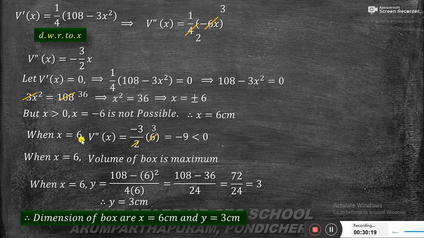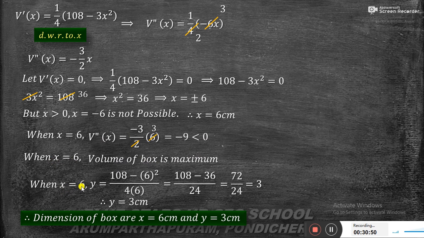So when x = 6 centimeter, I substitute in V''(x). V''(x) = -3/2 x, and the x value is 6, so -3/2 into 6. 6 by 2 is 3, minus 3 into 3 is minus 9, which is less than 0. So V''(x) is less than 0. Less than 0 means it represents the maximum, therefore the volume of the box is maximum. So at x = 6, the volume is maximum.